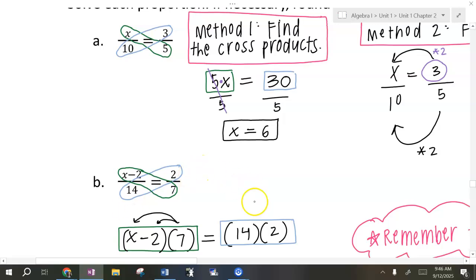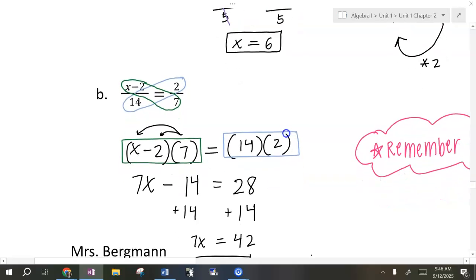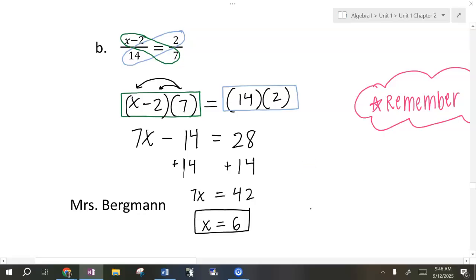On the other cross product, 14 would multiply by 2, and once you get it set up, hopefully you remember from earlier this chapter how to solve that. I'll distribute my 7 to get 7x minus 14. Then I'll move the 14 over to the other side by adding it. Then I'll divide both sides by 7 to get my final answer, x equals 6.